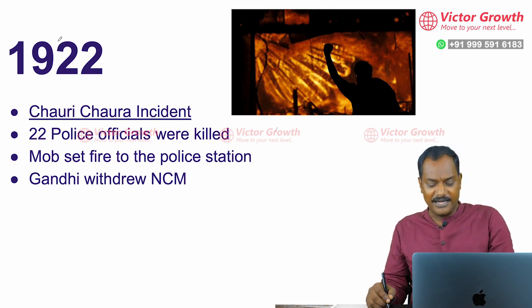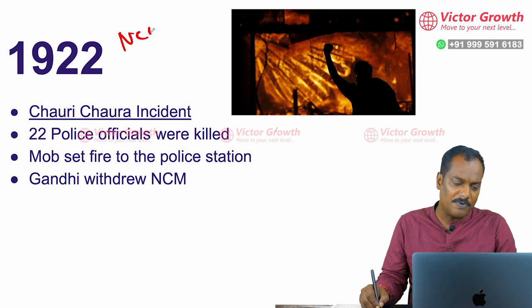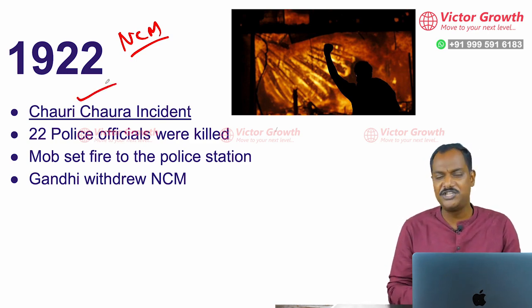Okay, 1922 marks the end of the non-cooperation movement. Gandhi said within 2 years we can get Swaraj. But what happened within 2 years? We have the Chauri Chaura incident.